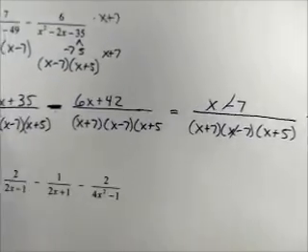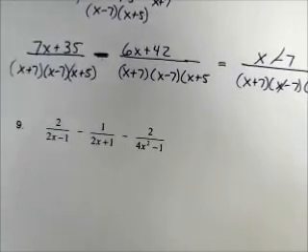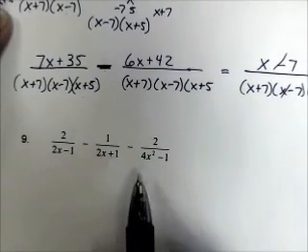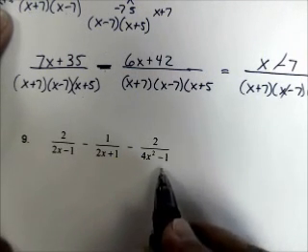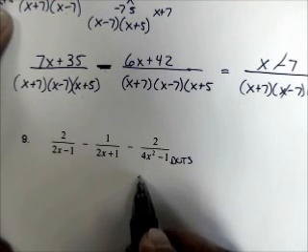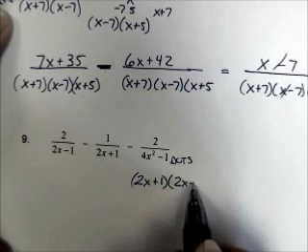All right, and one more for today. And look at these denominators. Our third denominator here is factorable. This is a difference of two squares, 2x and 1, right? So this factors into 2x plus 1 times 2x minus 1.